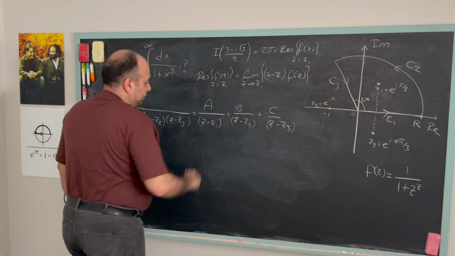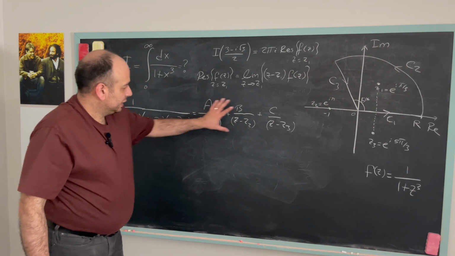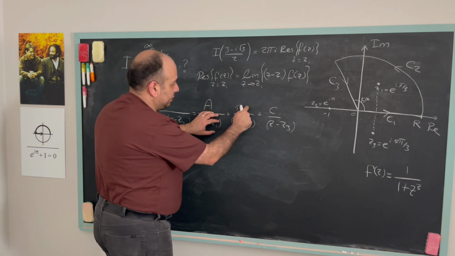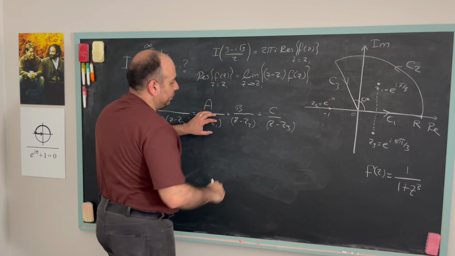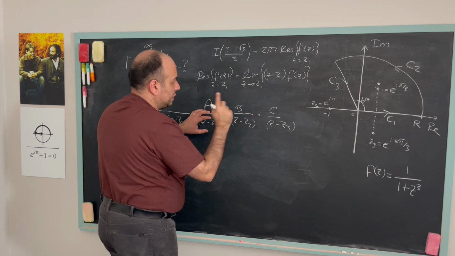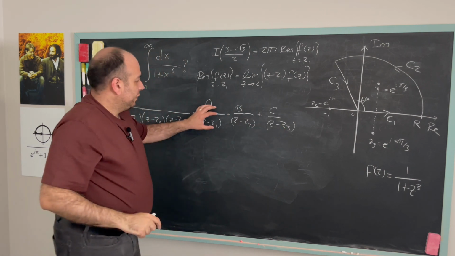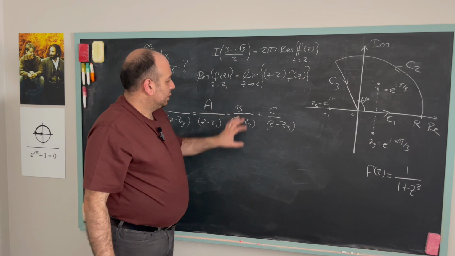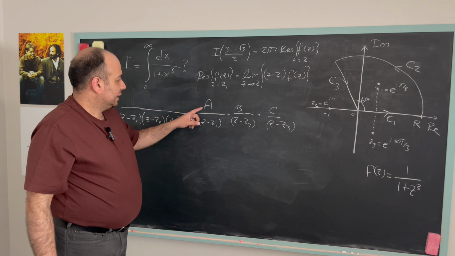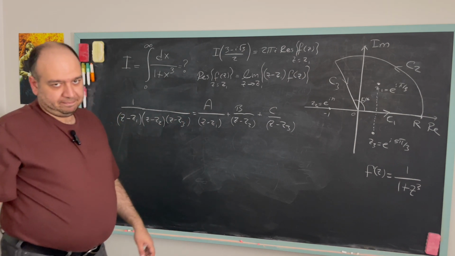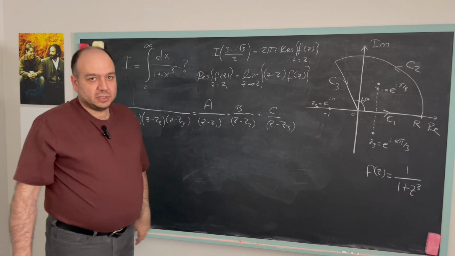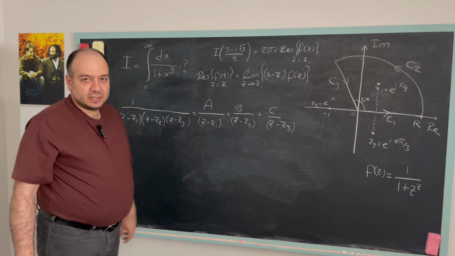So when I use this definition and multiply this side with z minus z1, this term is going to cancel. Since z1, z2 and z3 are not the same, z1 is not equal to z2 and z1 is not equal to z3. When I take this limit, z goes to z1, these two terms will just disappear. So what I will end up with is a. So a is actually the residue of this function at z equal to z1.